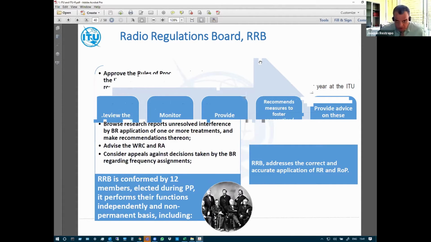We have the Radio Regulation Board. They approve the rules of procedure. Tomorrow we are going to explain that it's something very important associated with the Radio Regulations.